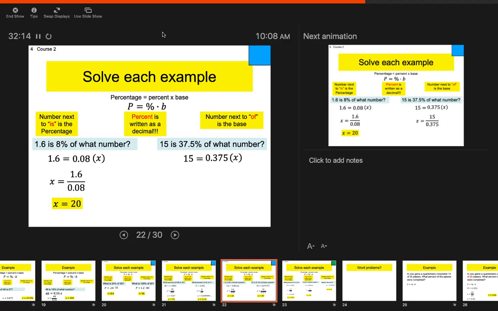Grab our calculators. 15 divided by 0.375. 40. Okay, there we go. 40%. Let's go. Who's lost? No one's admitting they're lost, okay?